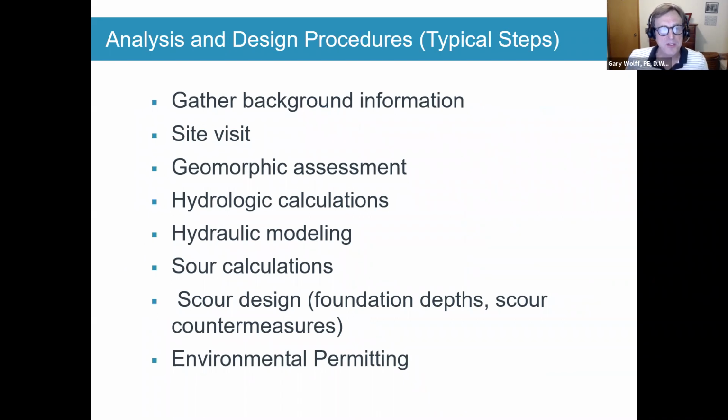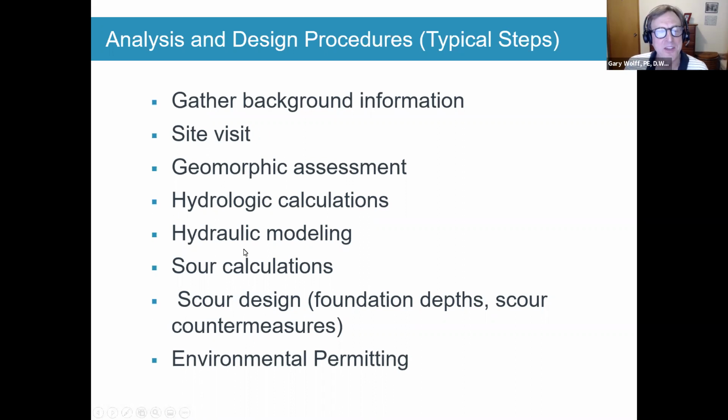So this is just an overview of the basic steps that we go through when we're doing a hydraulic bridge design. We start out by gathering background information on the project. If there's an existing bridge, we're looking at bridge inspection reports, geotechnical reports, FEMA flood insurance studies, that kind of stuff. And then we're getting out in the field because it's really important to understand on the ground what's going on. And this was actually a really fun part of this project because it was such a beautiful area. So it was really fun for us to get out there and see what was going on.